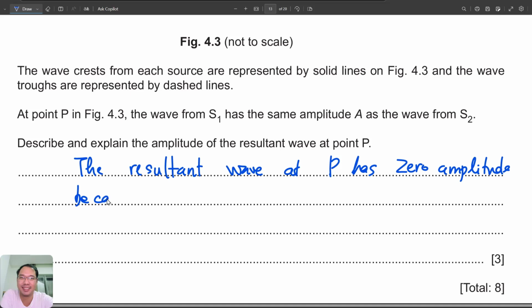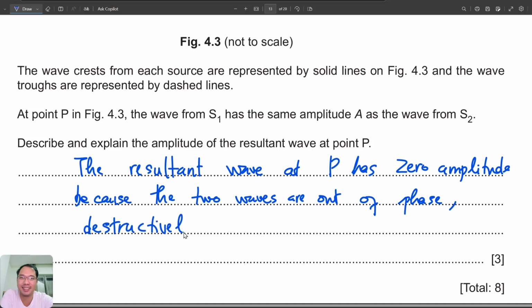because the two waves are out of phase. One crest and one trough. Two waves are out of phase. The phase difference is 180 degrees. They interfere destructively with each other, cancelling each other out. Of course, because they have the same amplitude, the result is zero amplitude.